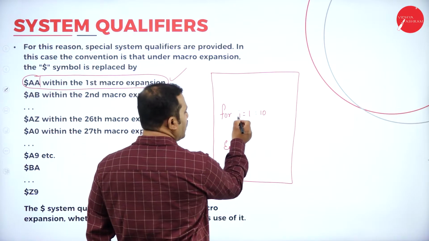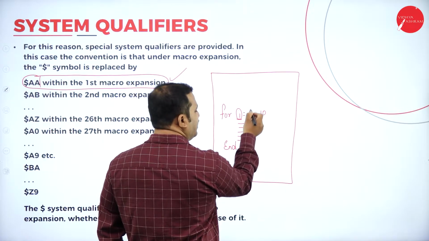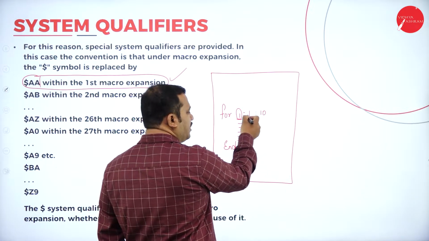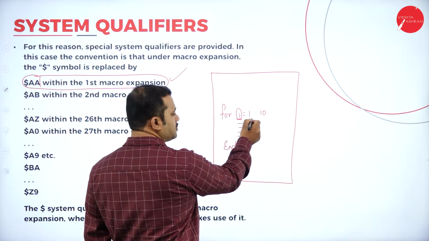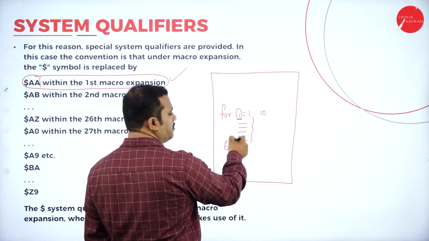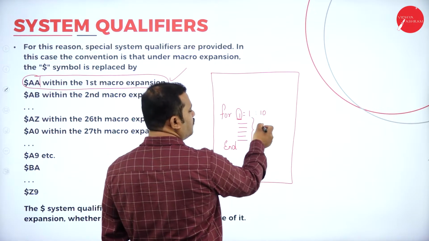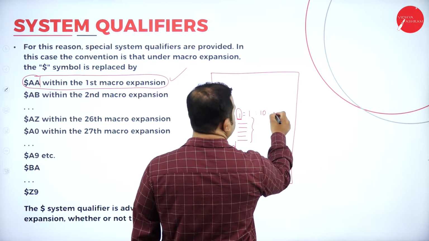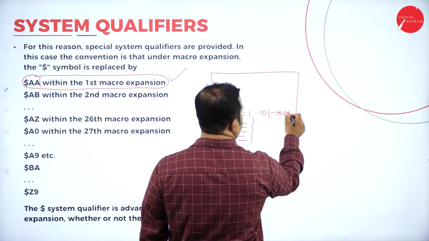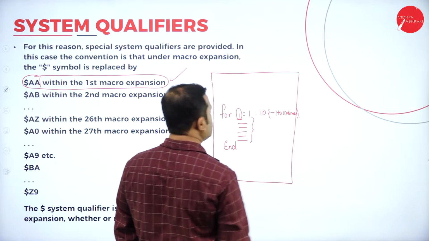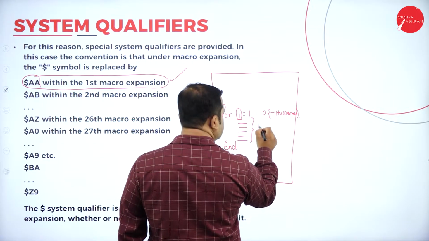Here, initially I am initializing this variable I to the value 1 and it is incremented by 1 every time the statements are executed. That means once the statement is executed, it is incremented by 1. Next time I becomes equal to 2, and so on and so forth till it becomes 10. So it executes for 1 to 10 times. So totally 10 times these statements are executed.